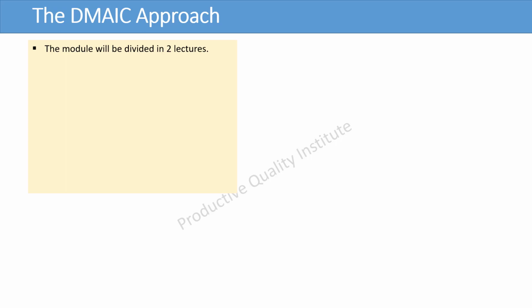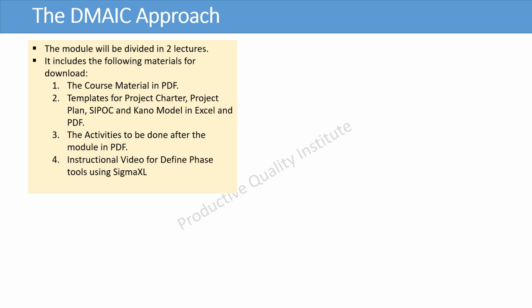The following materials are ready for download: the course material in PDF, templates for project charter, project plan, SIPOC, and Kano model in Excel and PDF. The activities to be done after the module in PDF. Instructional video for Define phase tools using Sigma Excel.